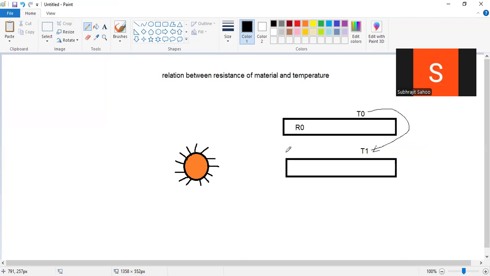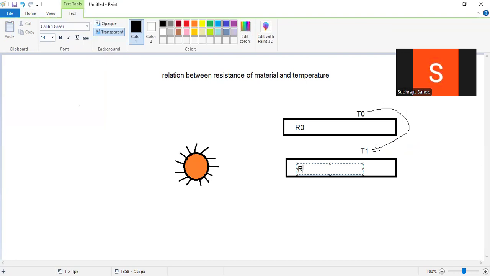Sir, will the resistance of the material change or not change? Obviously, the resistance of the material will change because there is a relation. If the temperature of the material changes, then automatically the resistance of the material will change. Sir, increase or decrease? It will increase. No, several times I have told about this. Sir, let the resistance become R1. Here R1 is greater than R naught, right? Greater than R naught.